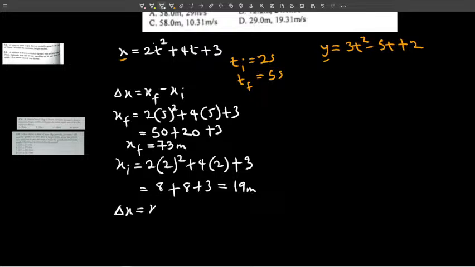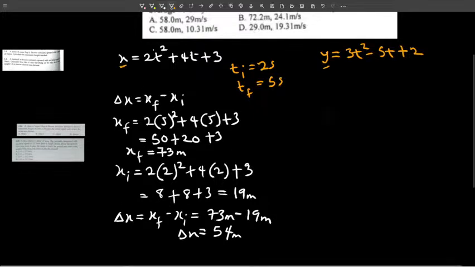So what will be the displacement here? Displacement here will be xf minus xi. That will be 73 meter minus 19 meter. So when you subtract, 73 minus 19, you have 54. So 54 meter. This is the displacement in the x direction. Are you getting that? So let's get displacement in the y direction.